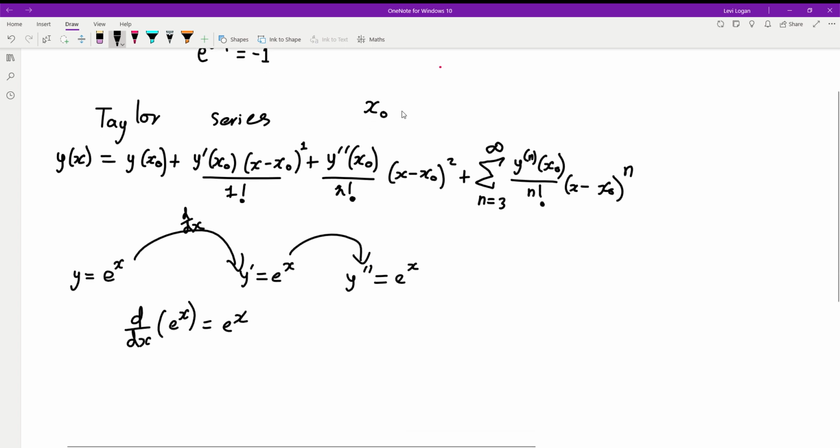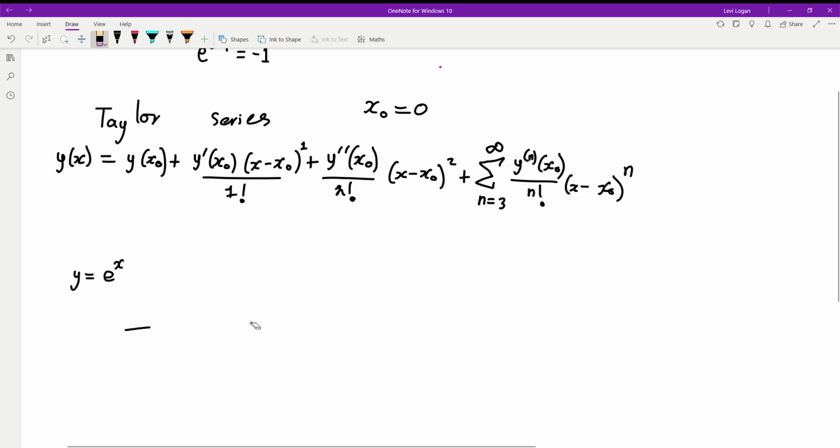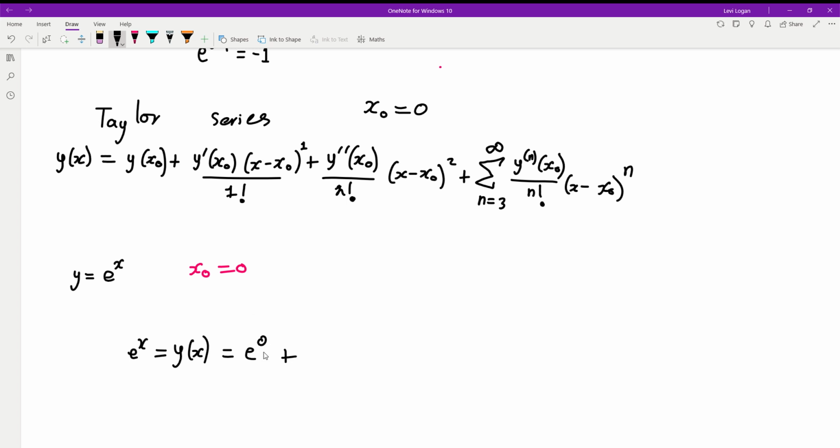Now we're going to approximate our Taylor series around the origin. So x sub 0 is going to be 0. Okay. So let's just straight off give our Taylor series for the exponential. And we have y of x, which is e to the x, equivalent to e to the power of x sub 0, which is 0, plus the first derivative, e to the power of 0 multiplied by x minus 0 to the 1, all over 1 factorial, subbing the rest in.